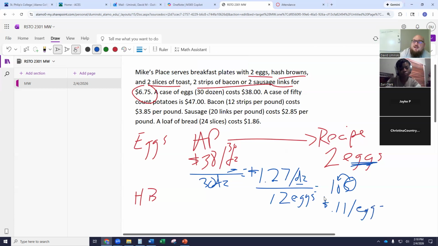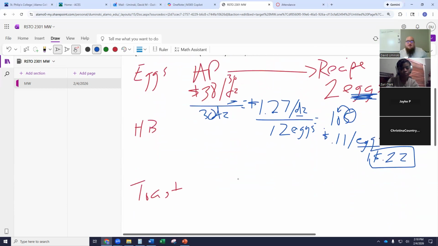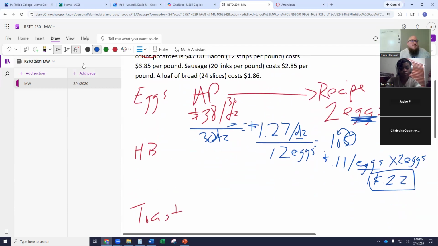Do my units match now? They do. So since I had the cost of one egg, now I can just simply multiply by 2. And so my cost of my eggs is how much? 22 cents. So that's the cost of my eggs right there. I'm going to show you another way that we can do this as well.